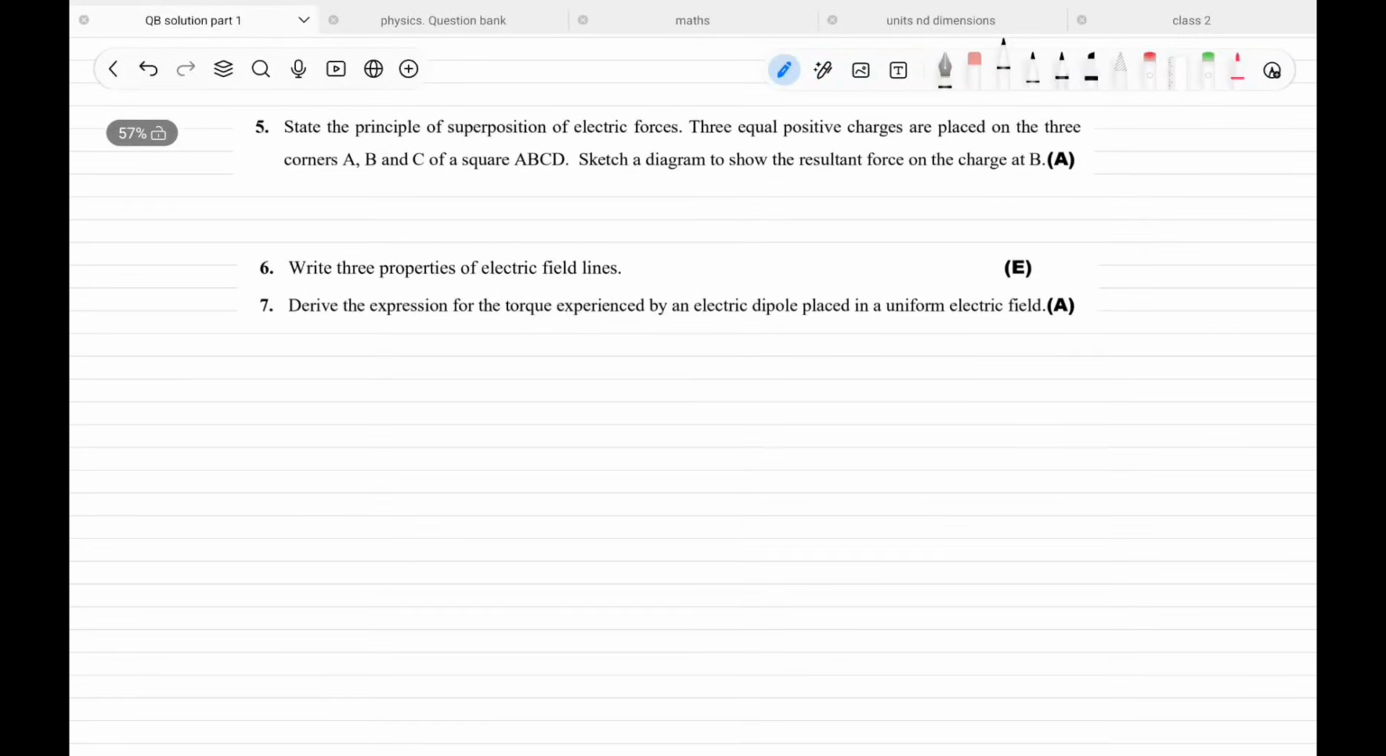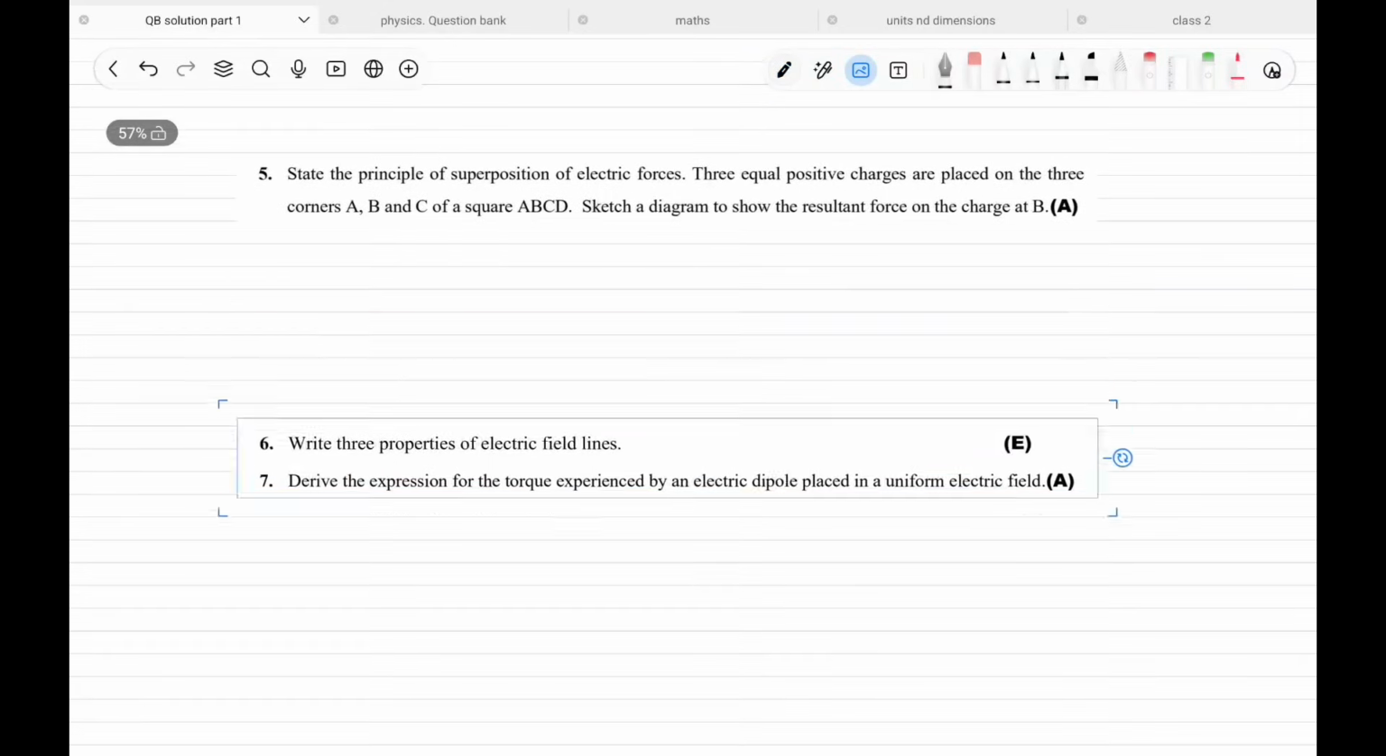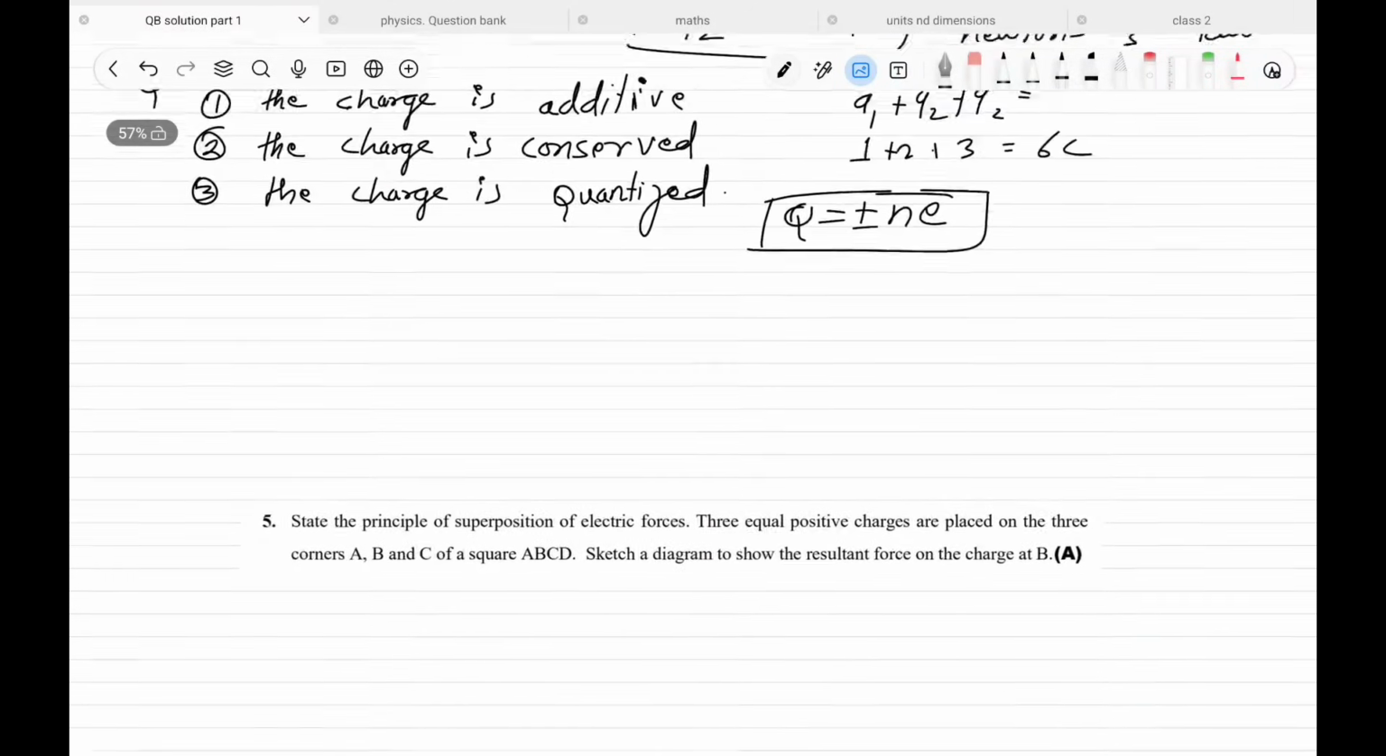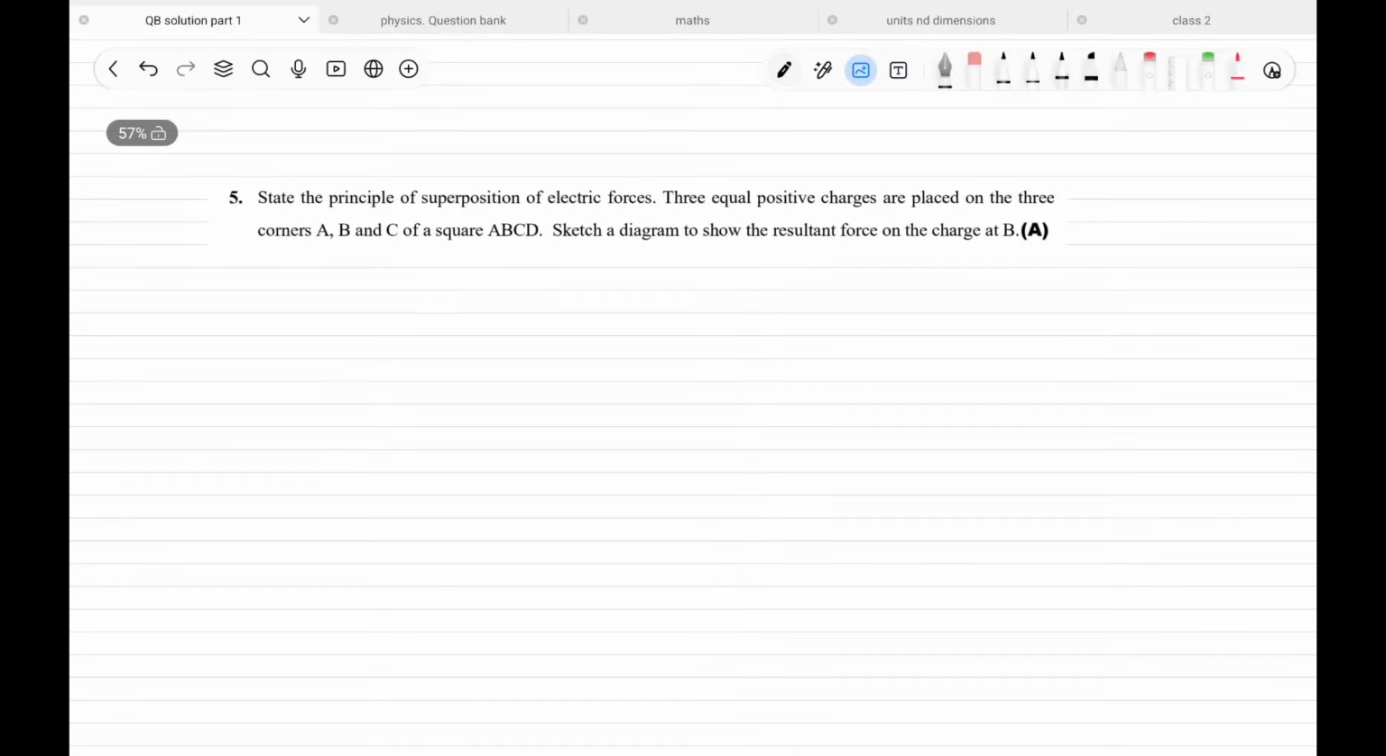Next question. If anyone has a doubt, a question, any misconception or any mistake, you can comment in the comment box. Okay, I will reply to that comment definitely.